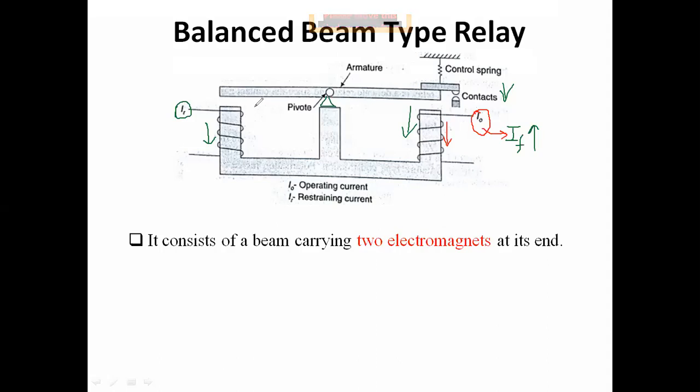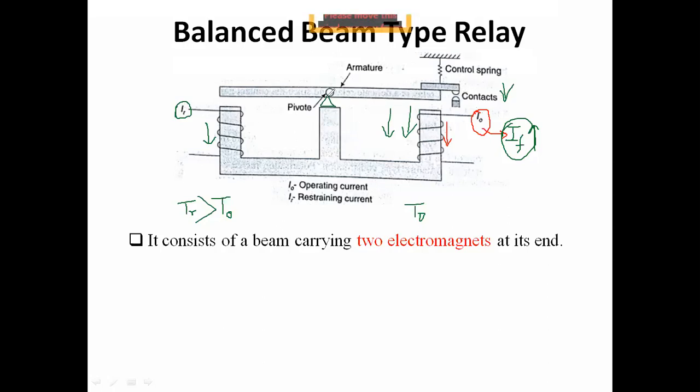Initially, for rated current, the restraining torque is higher than the operating torque, because this restraining current is higher than this operating current. But in case of a fault condition, the current in the operating coil increases. At that moment, the operating torque also increases, and this will pull this beam, or balanced beam, in the downward direction, and the fixed contact touches the moving contact and the relay will operate.